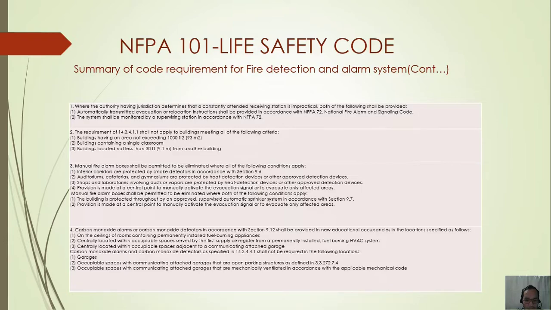Or the building is protected throughout by a sprinkler, or provision is made at a central point to manually activate the evacuation signal. So these two. Either you have the four conditions or you have these two. Then we can eliminate the pull station.